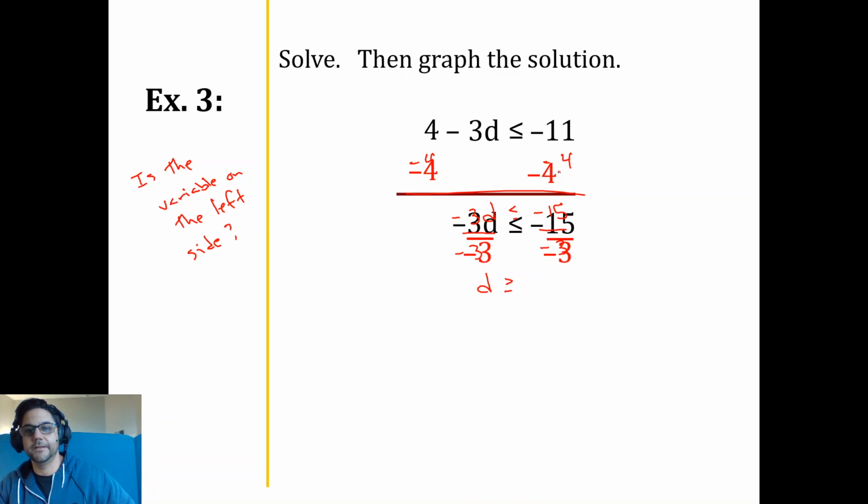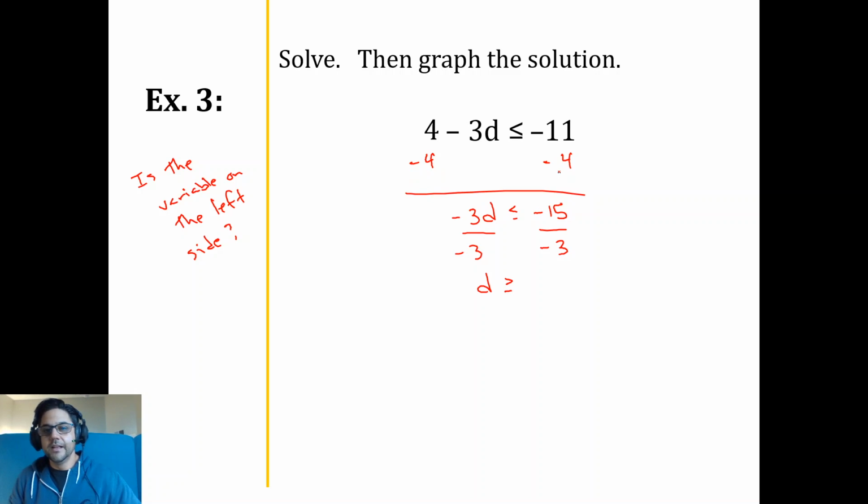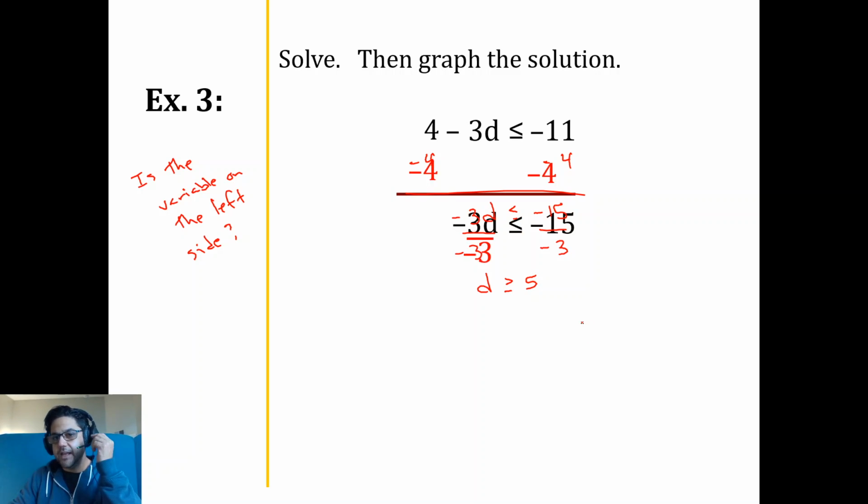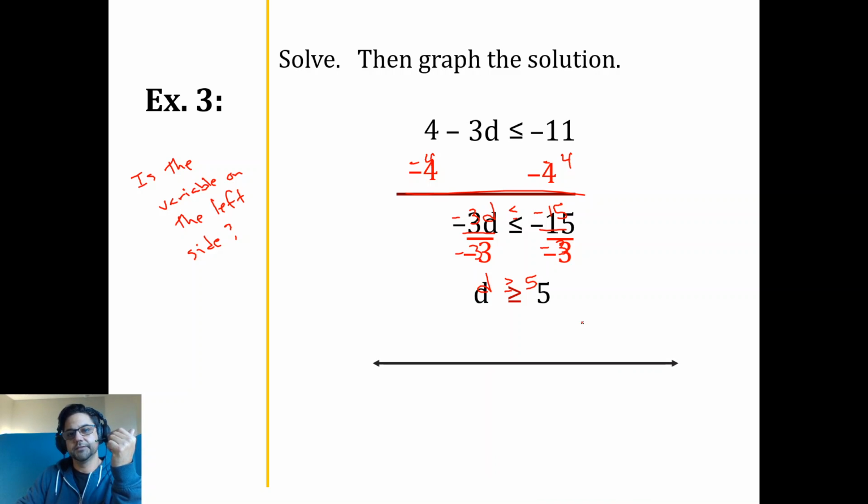Silly, Mr. Murillo. It's all messy now. So I'm going to actually go back. So negative divided by negative is a positive. 15 divided by 3 is 5. So I'm going to proceed to get just that nice number line. Sorry about the coloring there. d is greater than or equal to 5.